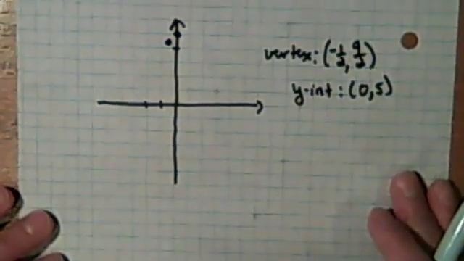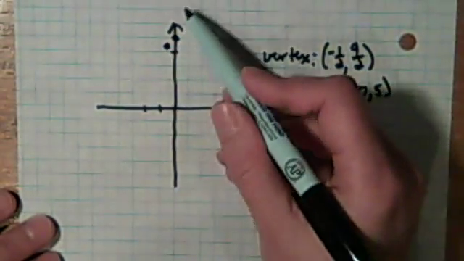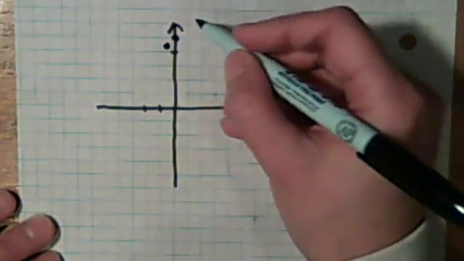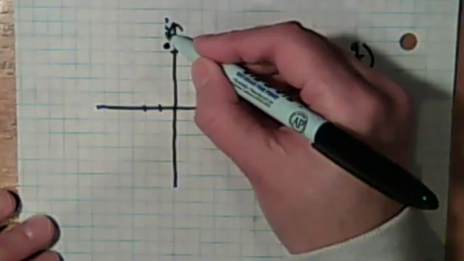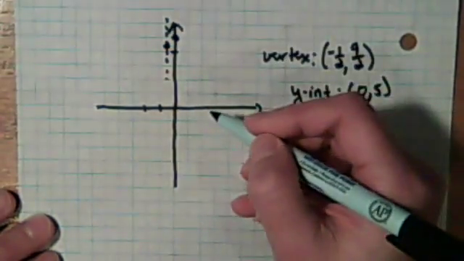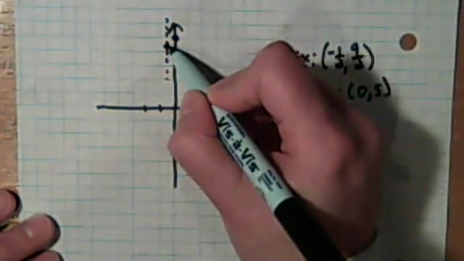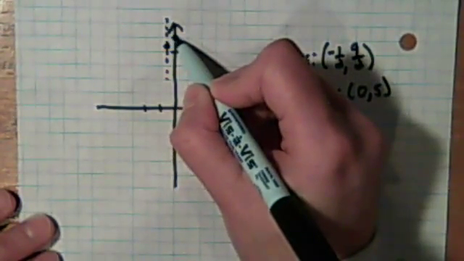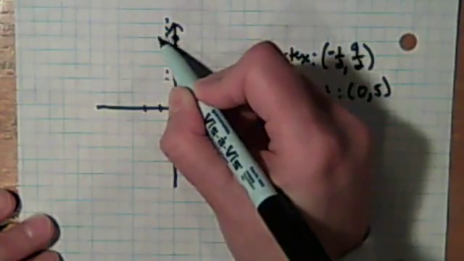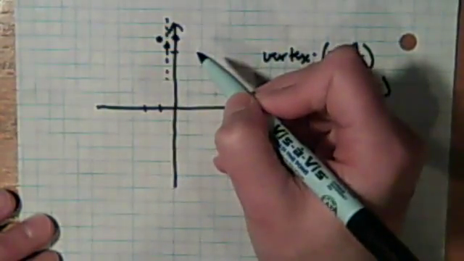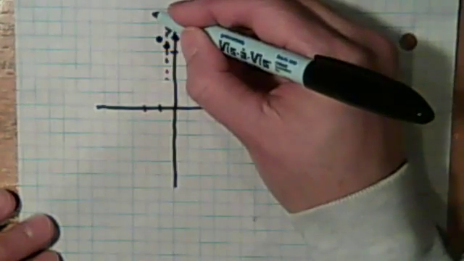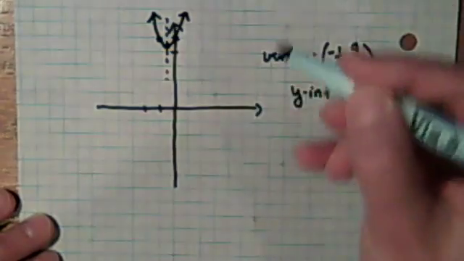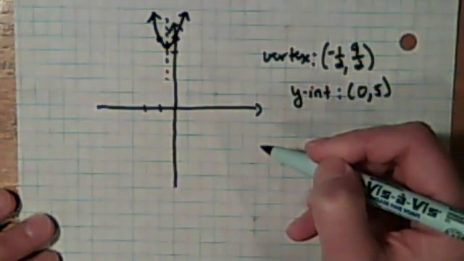Now looking at those 2 points, you can get an idea that this graph is going to open up something like this. So I want to be a little bit more accurate in my sketch, so I'm going to dot in my axis of symmetry because it helps guide me. Now 0, 5 is halfway on this side of the axis, so I know another point is going to be halfway on the other side. So I can use those 3 points and get a pretty decent idea of what my graph is going to look like. It's going to be something like that.